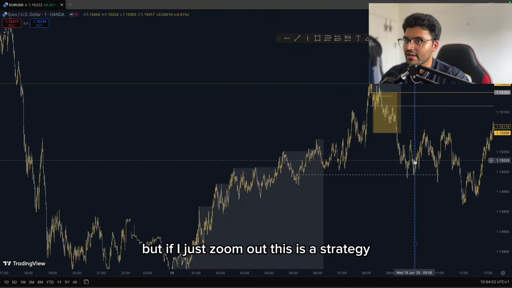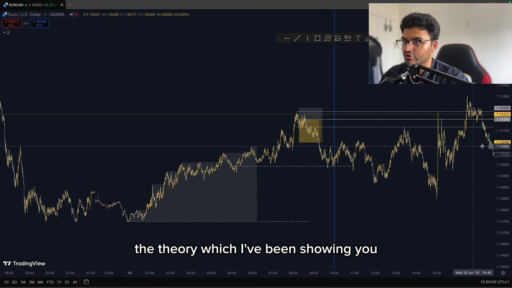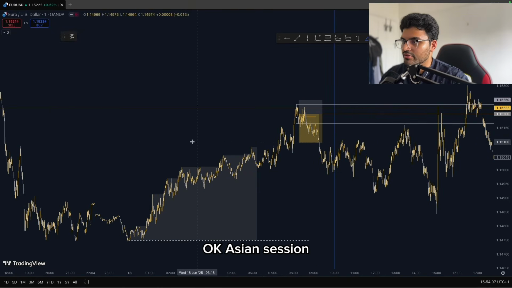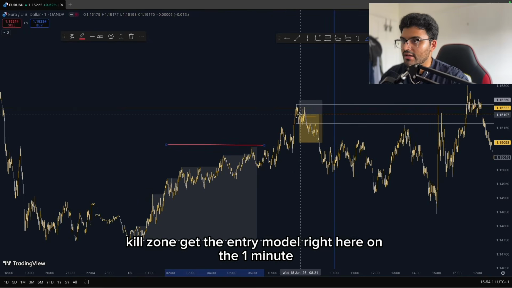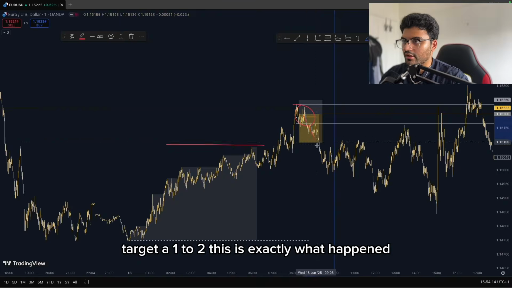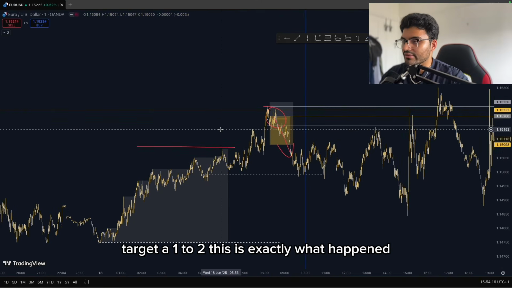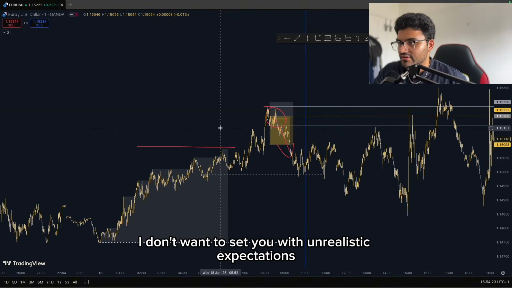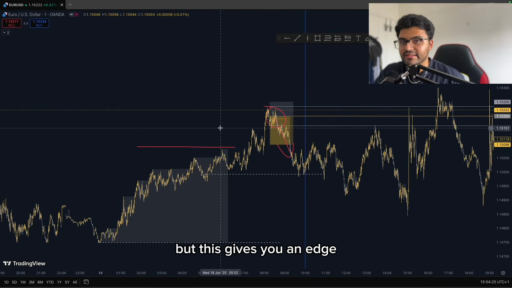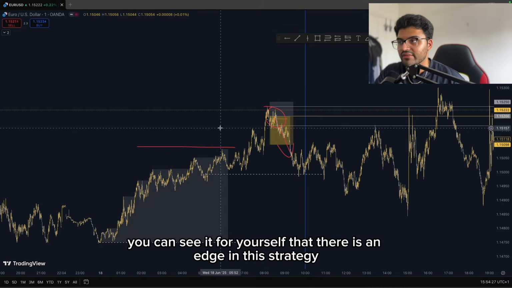But if I just zoom out, this is the strategy, the theory which I've been showing you. Okay. Asian session gets swept, 7 a.m. to 10 a.m. UK time, kill zone, get the entry model right here on the 1 minute, target a 1 to 2. This is exactly what happened, and this is what you want to be looking for every single time. I don't want to set you up with unrealistic expectations. This doesn't happen every single day, but this gives you an edge, and if you backtest it, you can see it for yourself that there is an edge in this strategy.